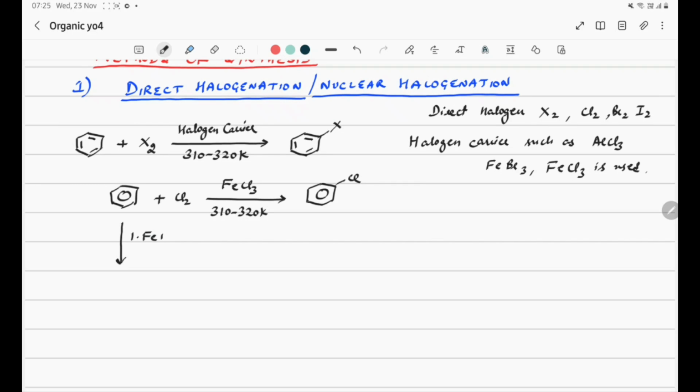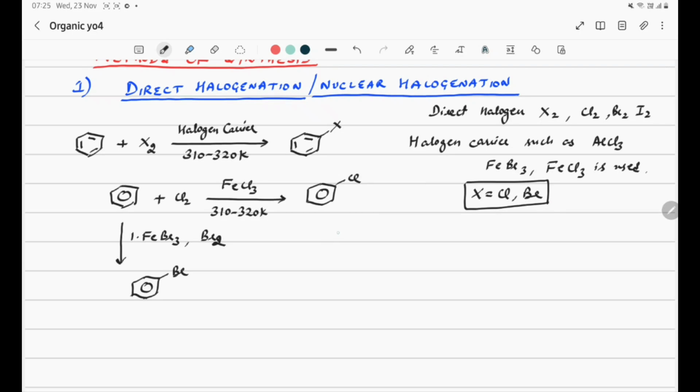Similarly, if you carry out this reaction with the FeBr3 and bromine combination, then bromobenzene will be the final product. And you have to remember that you can only use chlorine and bromine in this reaction to get an effective yield.